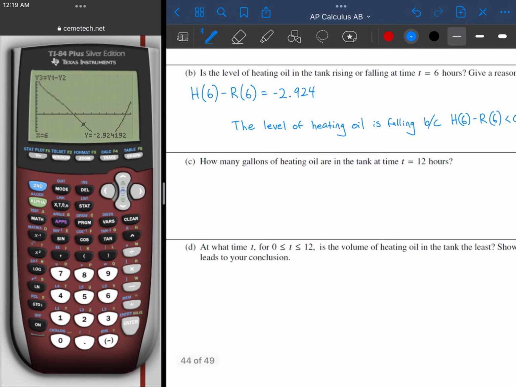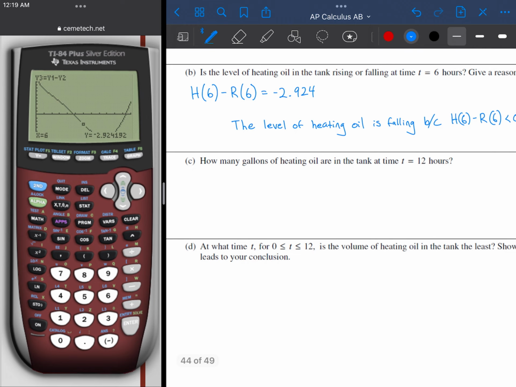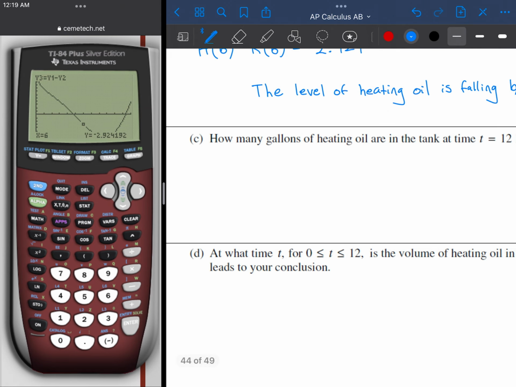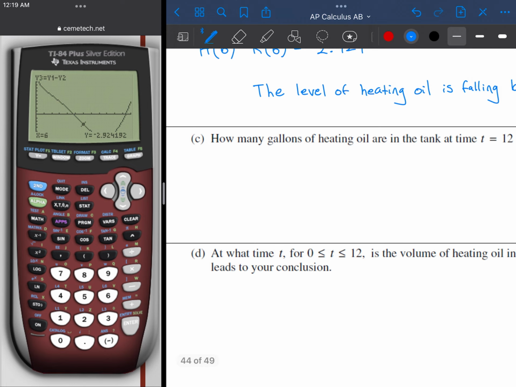Part C, how many gallons of heating oil are in the tank? Okay, so this is asking for an end amount, the actual number of gallons at the very end of 12 hours. This is going to be a start plus change is equal to end. So I'm going to do start plus change is equal to our end amount.